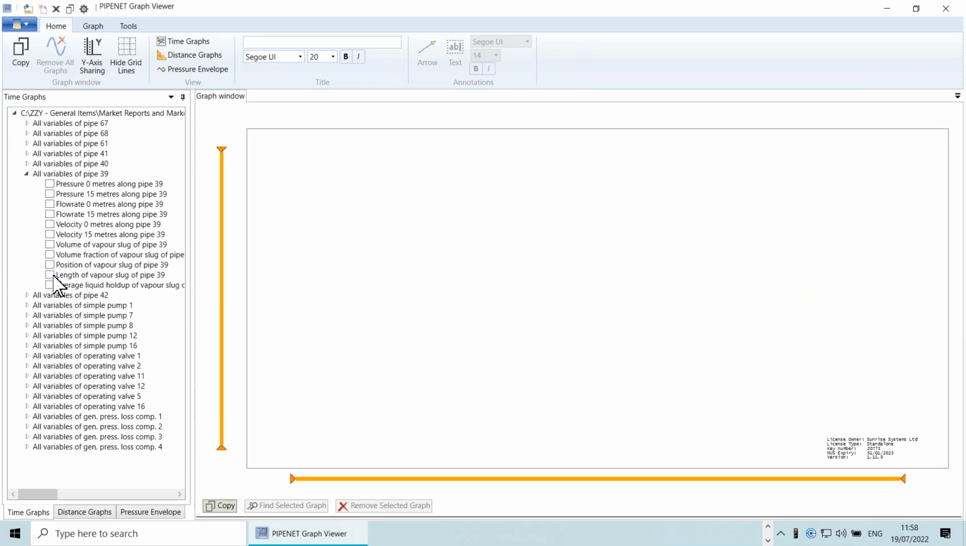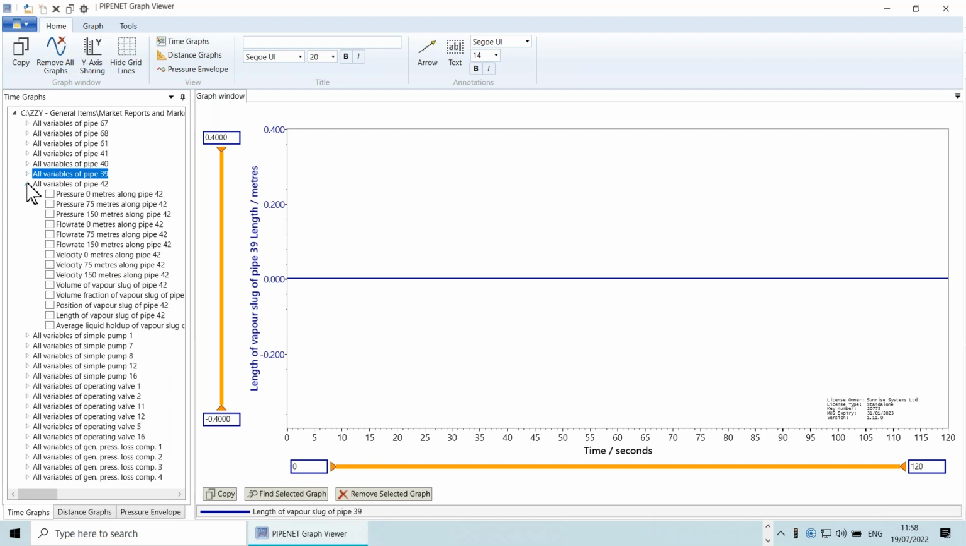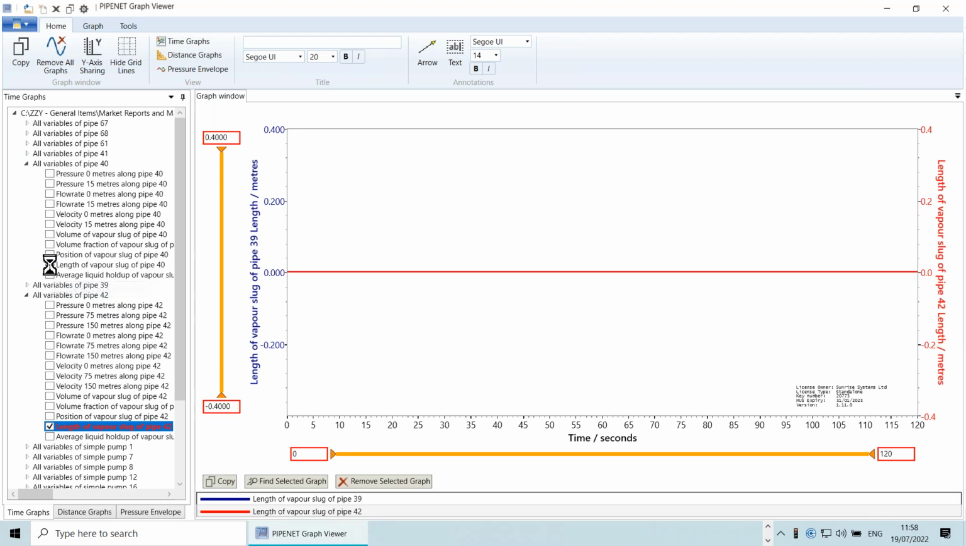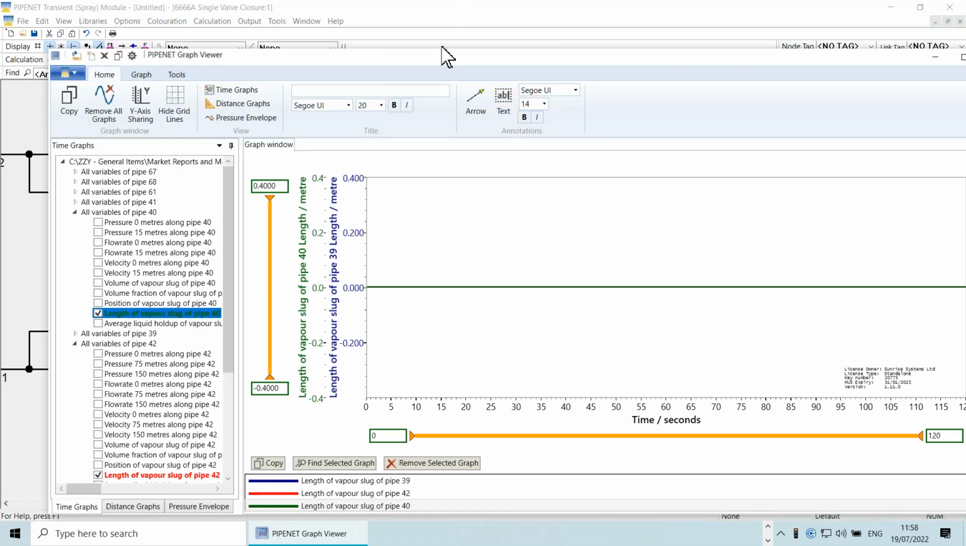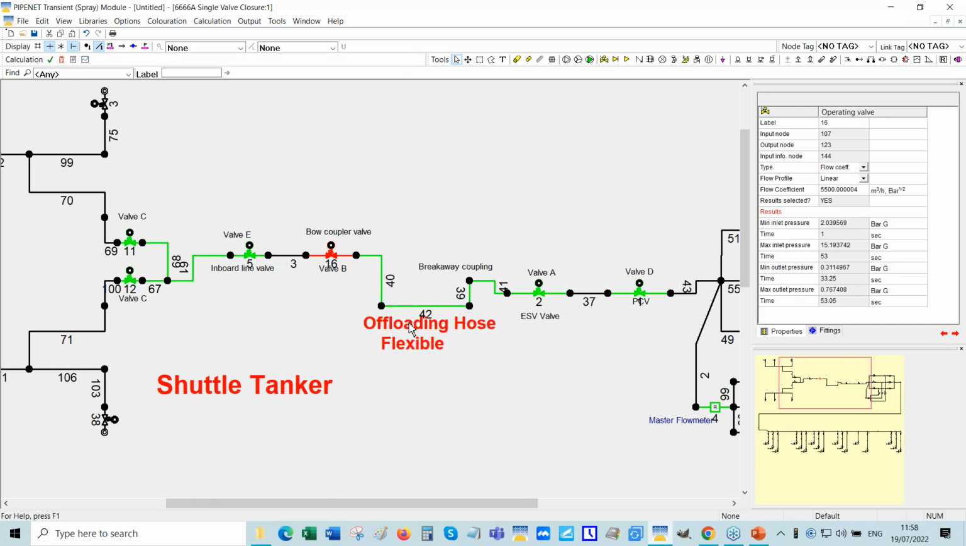39, which is the first one. Wow, brilliant. There's no cavity forming at all. For good measure, let's look at 42. Zero, wow. And then look at 40. That's also zero. So there is no cavity forming in the flexible connector, the offloading hose. This is the beauty of engineering.